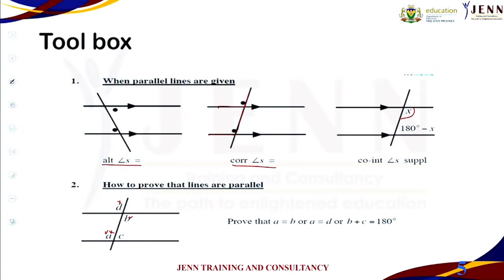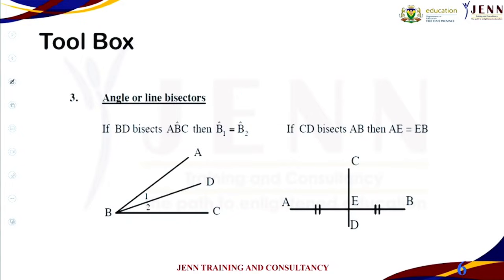And then also, to prove that lines are parallel, you must prove that angle B plus C, the sum of the two, they give you 108. So for us to prove that two lines are parallel, you are supposed to prove alternating angles equal, corresponding angles equal, and then you must also prove that co-interior angles are supplementary.